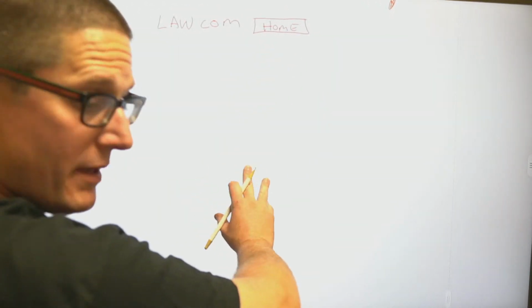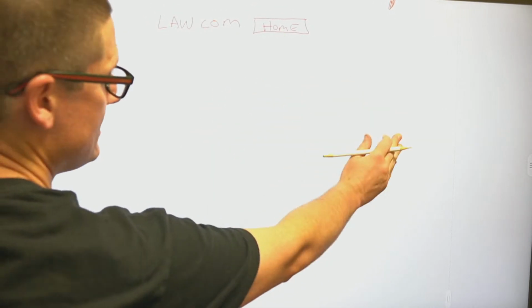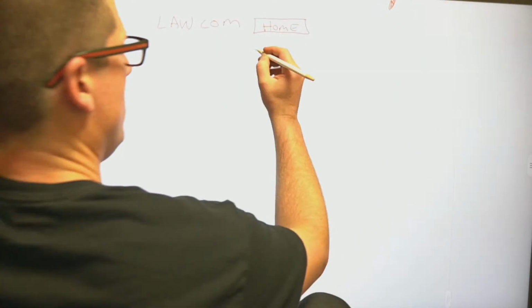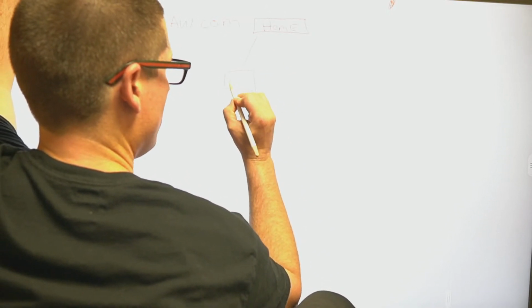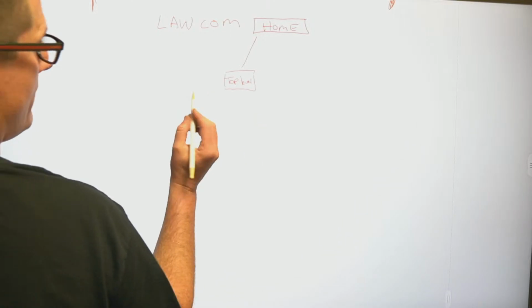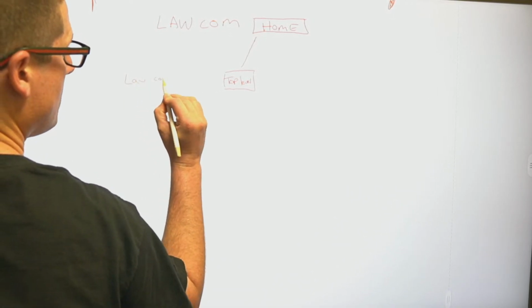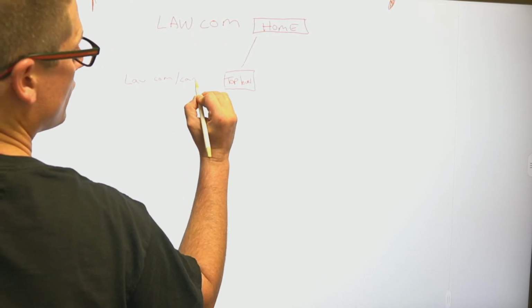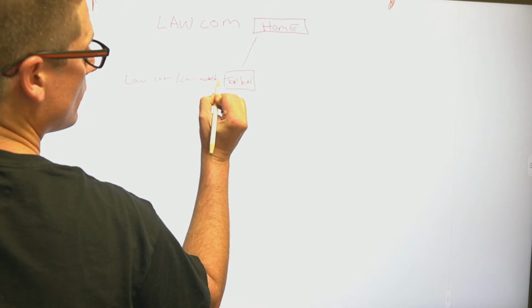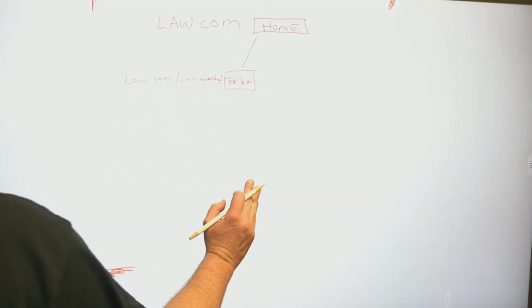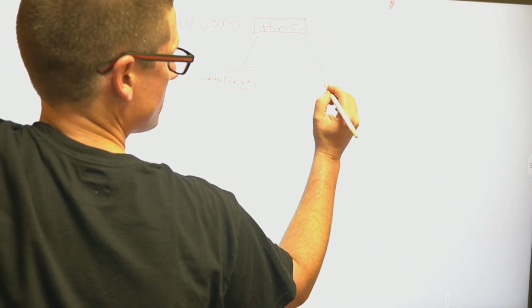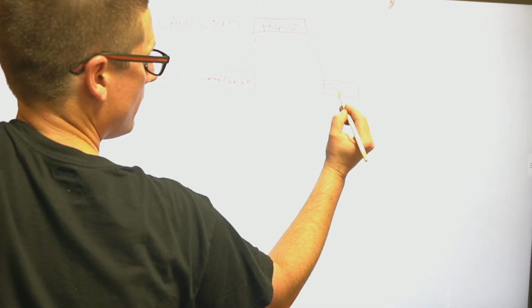Now, from that homepage, the next thing that I need to do is I want to build out my top level page. Can you see that okay? That looks pretty good. So you can see my top level page. This is law.com/car accident lawyer, the top level page.